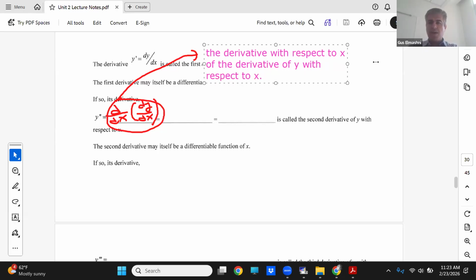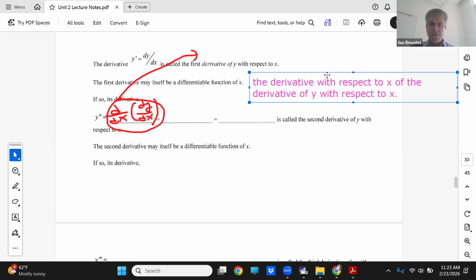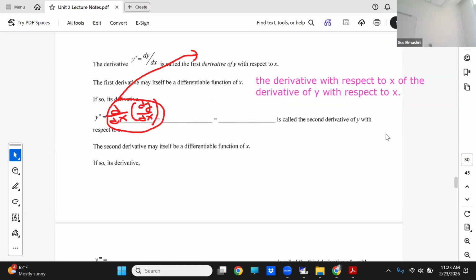Because the derivative with respect to x, that's what the first part is, d/dx, of the derivative of y with respect to x. So that's how you say it. So basically you just do the derivative twice.